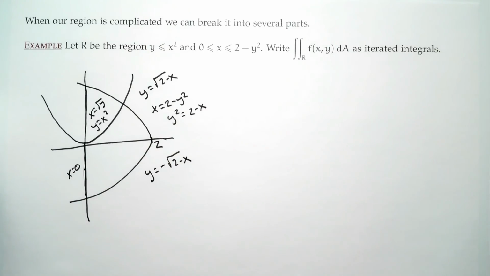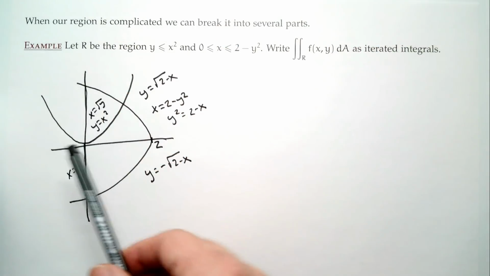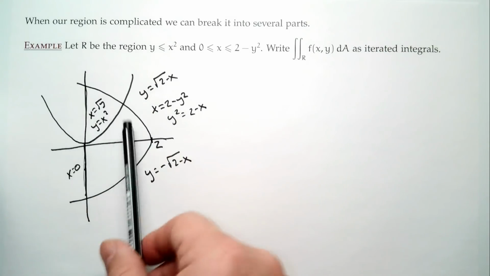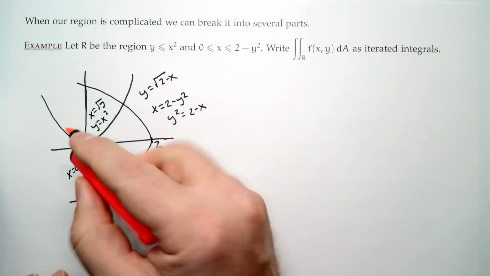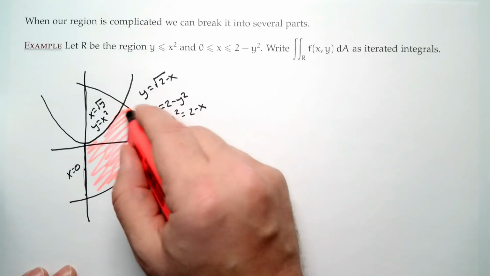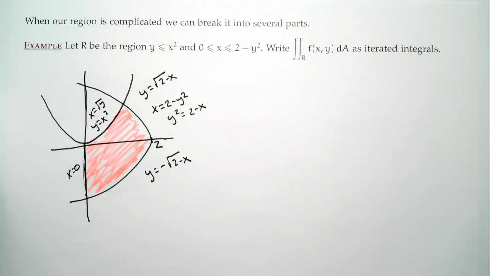Now if you put all the pieces together, remember, we want to be below the initial parabola, y equals x squared. We want to be to the right of x equals 0. And we want to be to the left of this other parabola, y squared equals 2 minus x. The region that does it is this shape here. Okay, so that's our region.